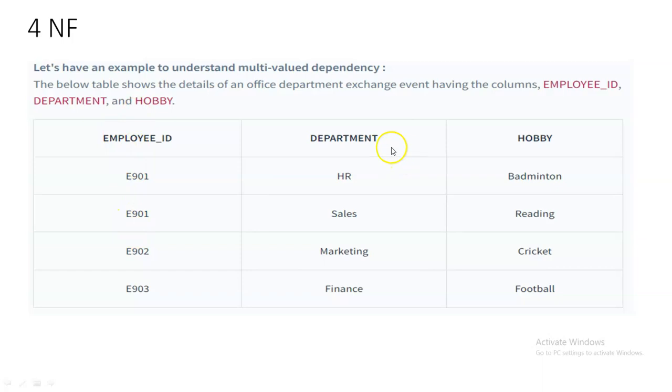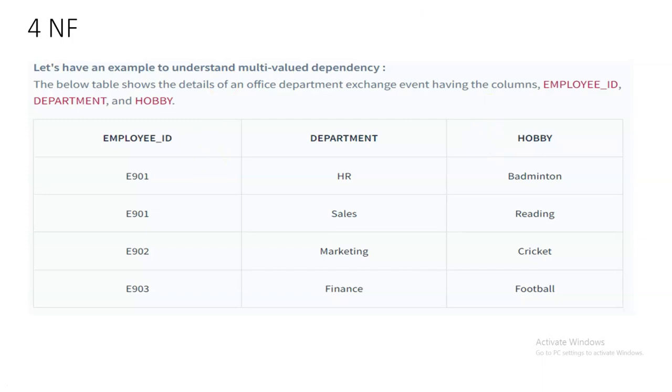So we can say that department and hobby form a subset. Put together, this subset is going to depend upon employee ID. But you can see here department and hobby are not dependent upon each other. It doesn't mean that if an employee is in the HR department, he should have this hobby. It does not go like that. So hobby and department are not dependent upon each other, but put together both are dependent upon employee ID. So this case is called a multi-valued dependency.